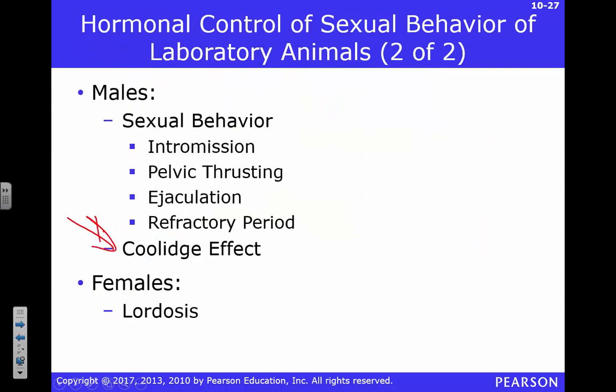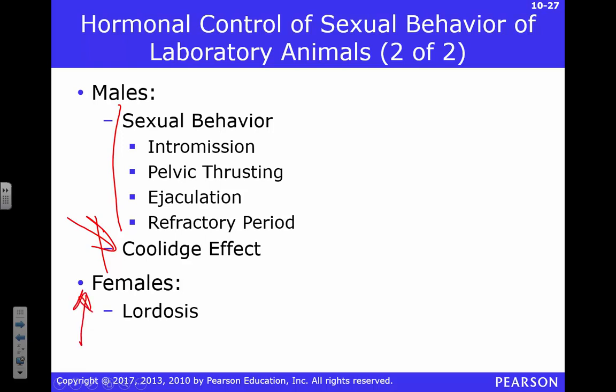We already talked about the Coolidge effect. Here's male sexual behavior. I think you guys pretty much know what's going on in those four steps. If you don't, again, there's probably a video on YouTube or one of those other video streaming services you're not allowed to access on the university's internet that could show you those things.